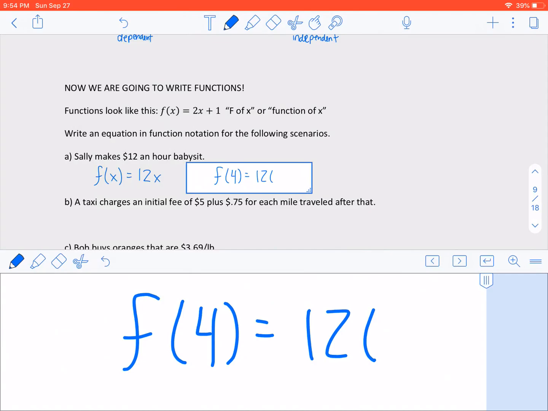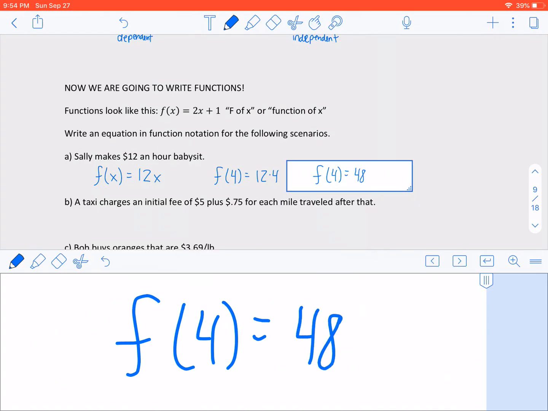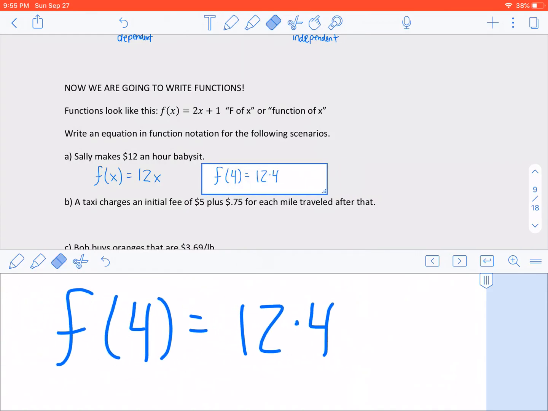12 times 4. So f of 4 equals 48. In other words, the function evaluated at 4 hours equals 48, in this case, dollars. It's just another form of notation. So earlier we wrote y equals 12x. Now we're just writing in function notation. But again, it essentially means the same thing.